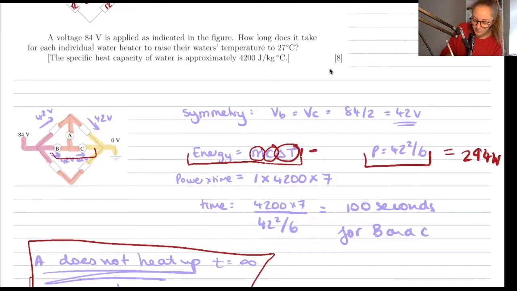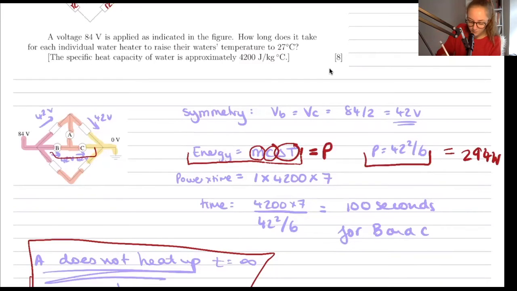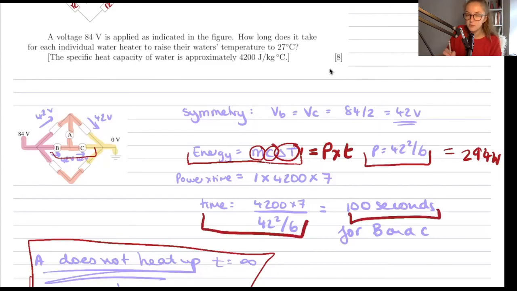And this will be equal to the power dissipated in our component multiplied by the time it'll take to generate that much energy. So then we can rearrange this to get an expression for time. And if we stick in the numbers, we see that it takes 100 seconds for component B and component C to raise the temperature by 7 degrees.